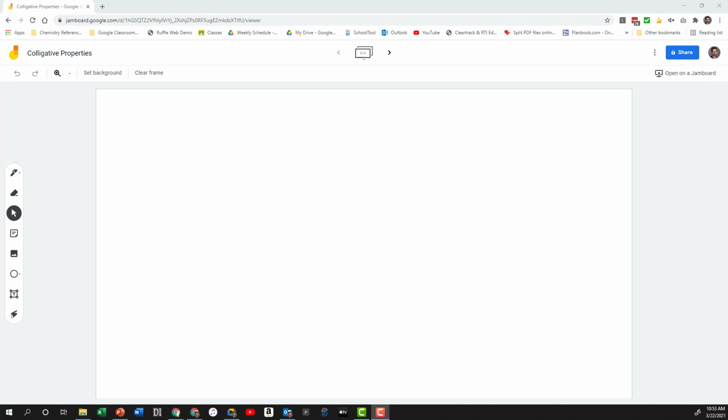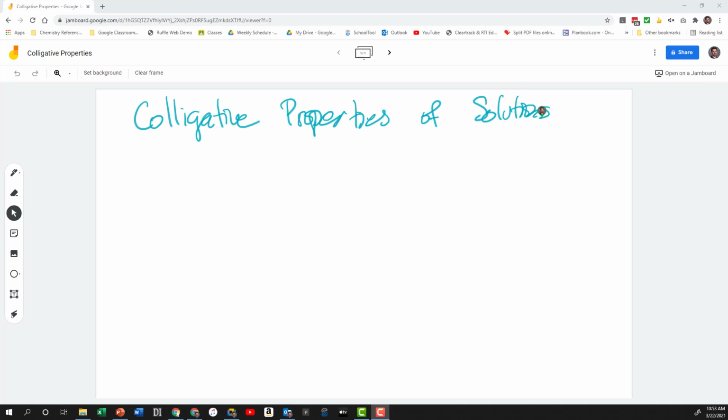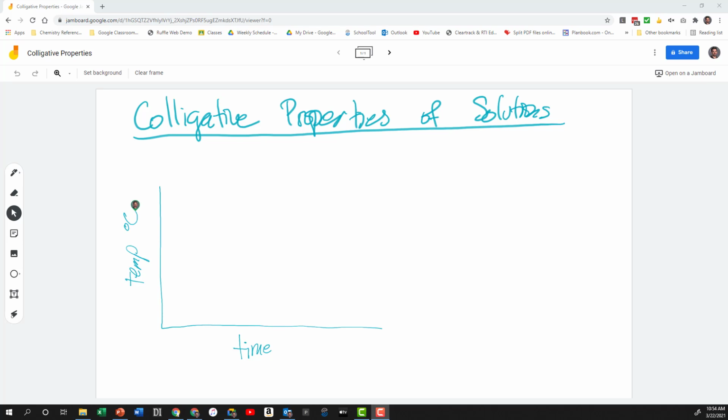Okay, this topic I'm going to talk to you about is called colligative properties of solutions. Okay, so if we have a heating curve, this is time or energy, and this is temp in degrees Celsius.